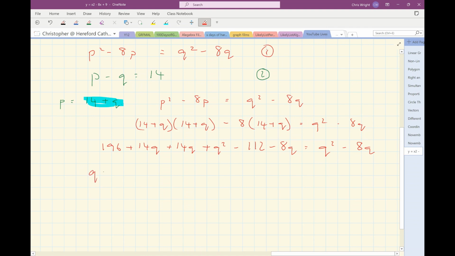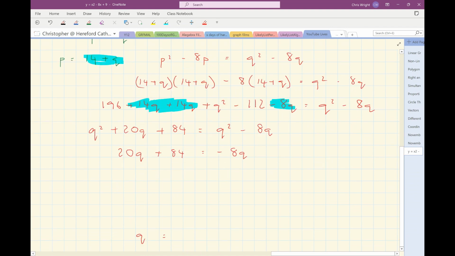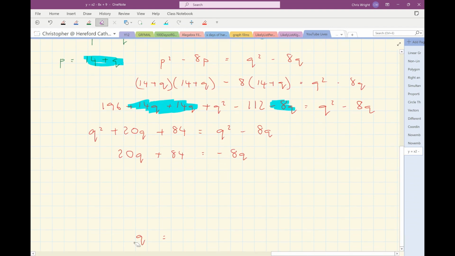Now, let's tidy up the left-hand side. I've got a q squared. What else have I got here? What about q's? I've got 28q there, minus 8q. Okay, so that's 20q. And then I've got 196 minus 112, which gives me plus 84. And that equals q squared minus 8q. Let's subtract q squared from both sides. 20q plus 84 equals minus 8q. Let's add 8q to both sides.